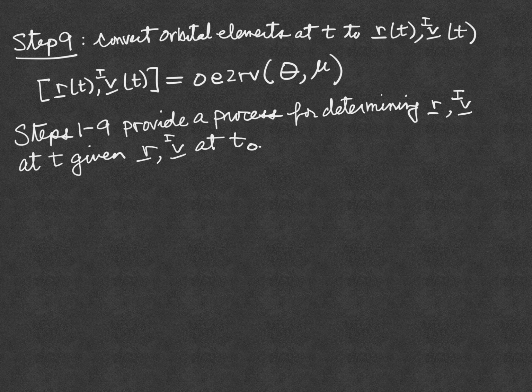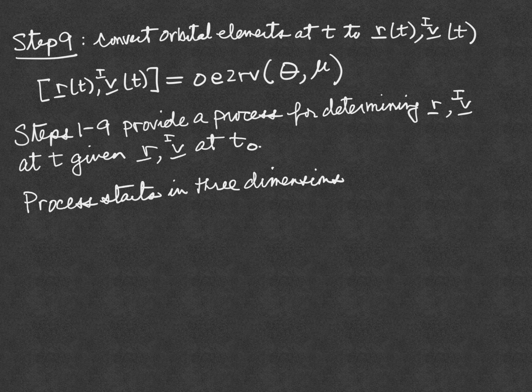Now, you can see that in the process of doing this, what we've actually done is we've taken a 3-dimensional problem and we've projected it into a 2-dimensional problem and then moved ourselves back into 3 dimensions. So that's the key part of this, is that we start in 3 dimensions. So the process starts in 3 dimensions with r at t0 and vi at t0.